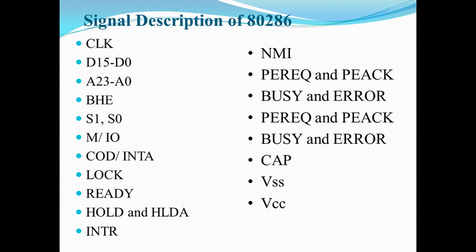Next, S0 and S1. These are the active low status output signals which indicate initiation of a bus cycle with memory or IO, and INTA. So they define the type of bus cycle. These two pins' combination selects which type of bus cycle is going on right now. Then M/IO. This is an output signal that differentiates whether a memory operation or an IO operation is going on.